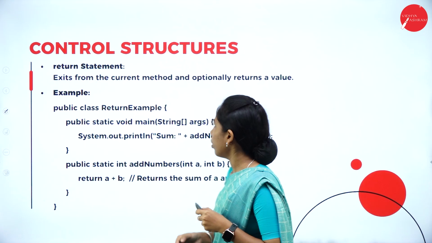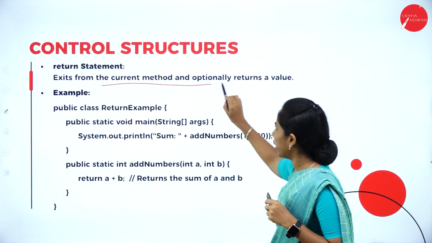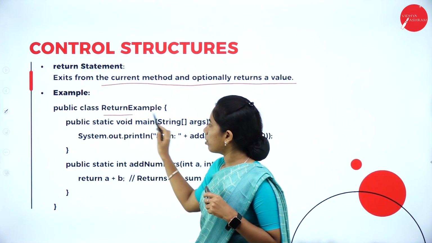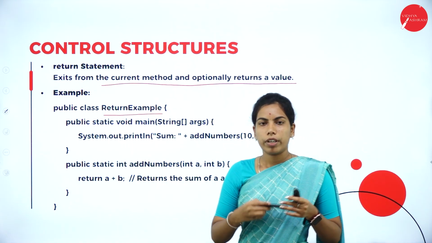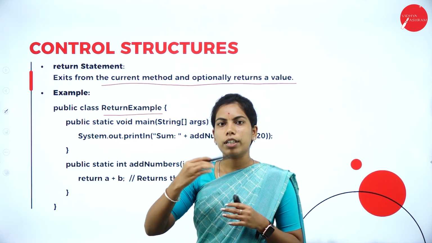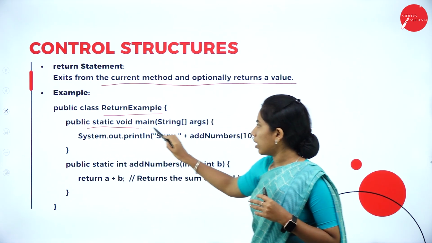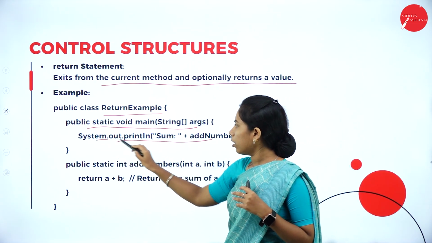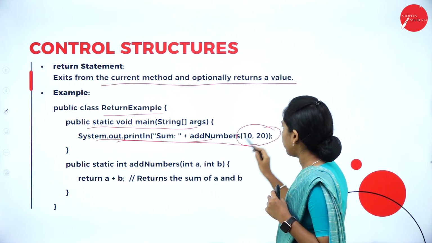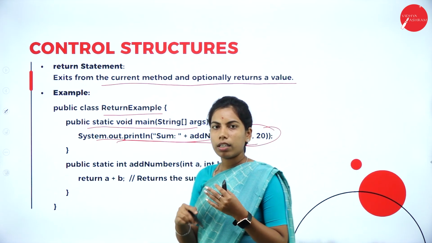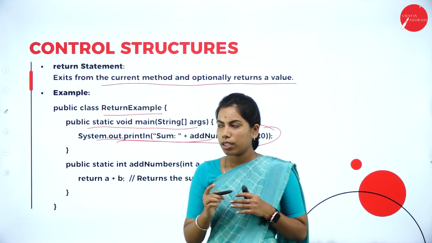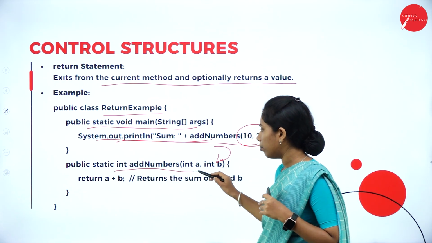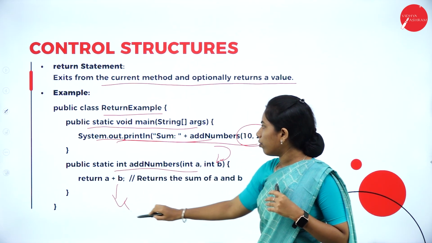And lastly, you can see the return statement, which exits from the current method and optionally returns a value. So here you can see the return statement. For example, as the numbers keep printing, it will return to the main function. Public static void main, and call System.out.println with an addition of numbers, 10 plus 2. It will print, but not exactly the operation being done. In that case, we have to call a method, public static int addNumbers, and return a plus b. It will return the value.